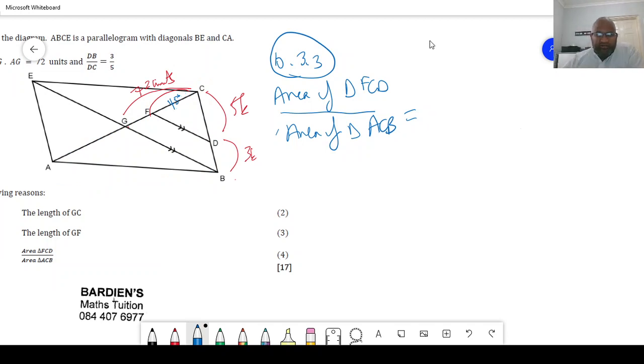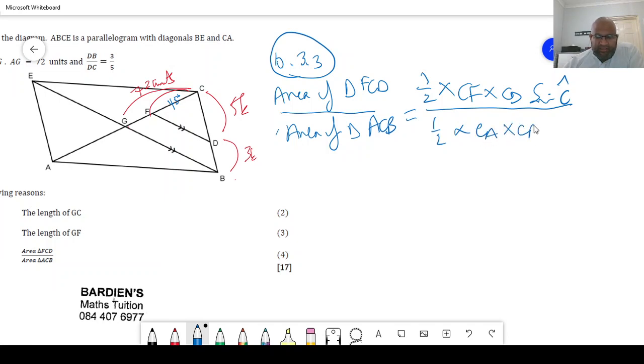So if I apply the area rule there, it will be a half CF, which is 45 degrees. Okay, just put the CF, times CD, sine of angle C, over half CA times CB, sine of angle C, which is your common angle there. Okay, so what's going to happen here is that we could write it in the next step again, but we can cancel it out at this point already.